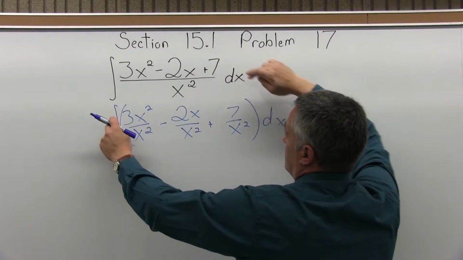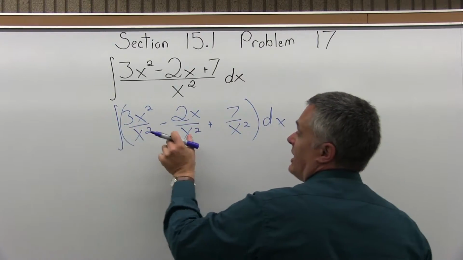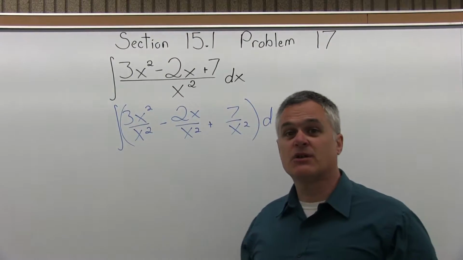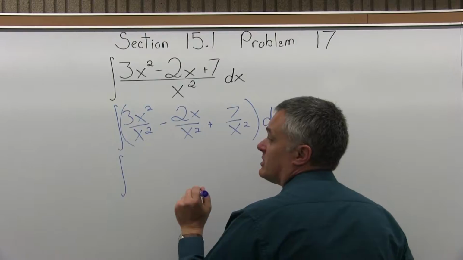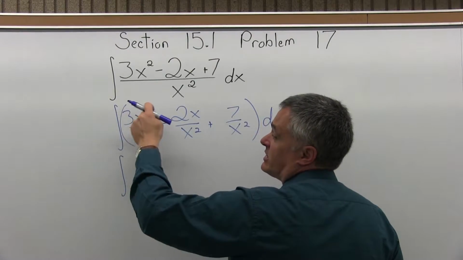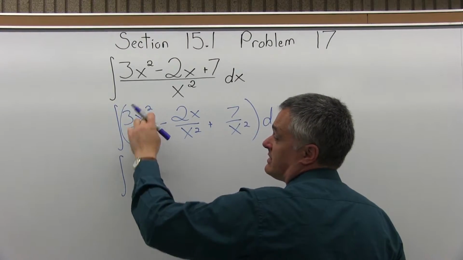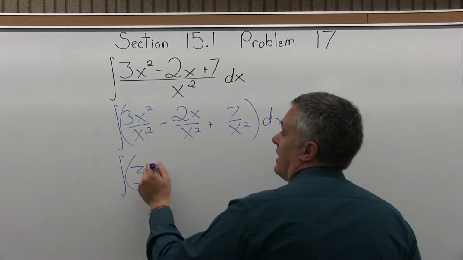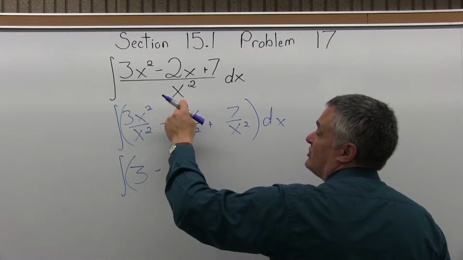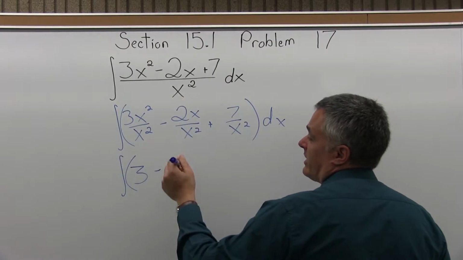I keep my integral symbol, my dx on the end, and now those three separate smaller pieces I can reduce each one. So again, I haven't done the integral yet. I still have my integral symbol. The first one, 3x squared over x squared, reduces very nicely. The x squares just cancel. I have 3. The next one, I have 2x over x squared.